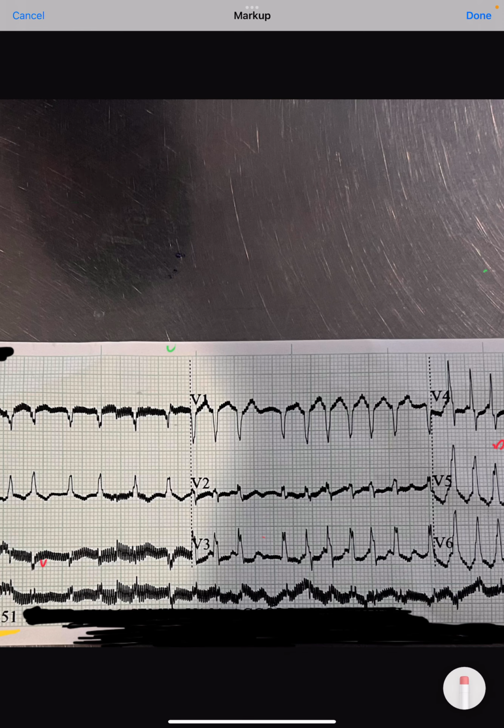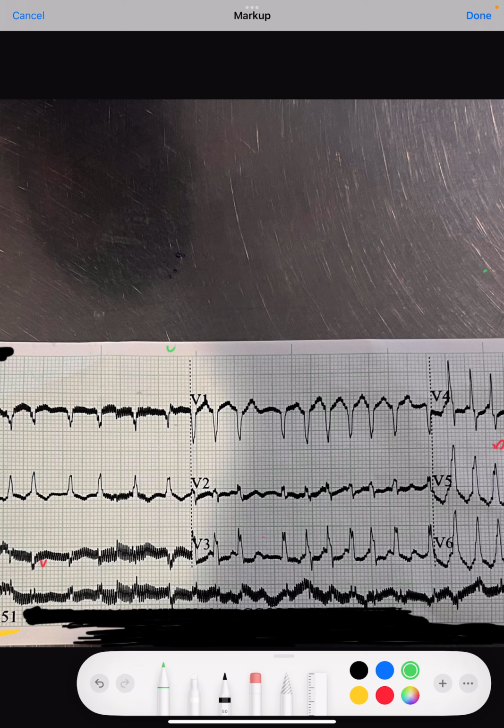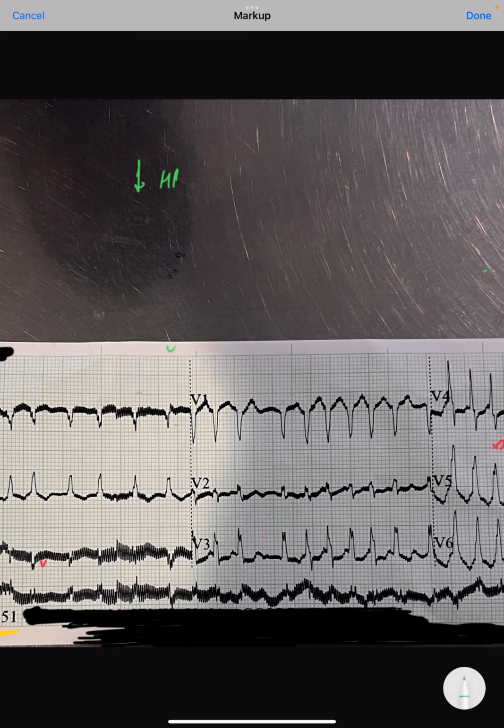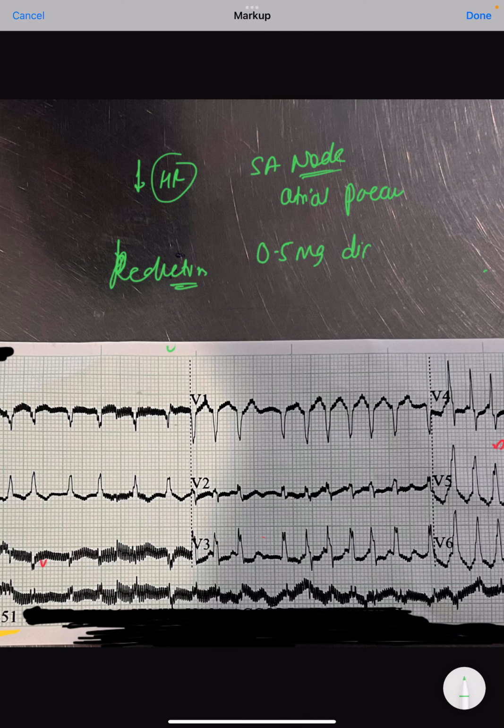Apart from that, tablet digoxin or injection digoxin can also be used to reduce the heart rate, because digoxin significantly increases the vagal tone, and it reduces the impulses which are generated by the SA node or the atrial pacemakers. So it can cause a reduction in the heart rate. If the heart rate is very high, injection 0.5 milligram of digoxin can be given, or if the patient is stable, then 0.5 milligram of digoxin tablet can be given, and it can be continued with 0.125 to 0.25 milligram of digoxin every day.